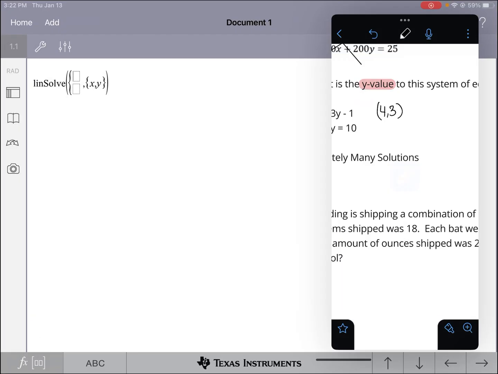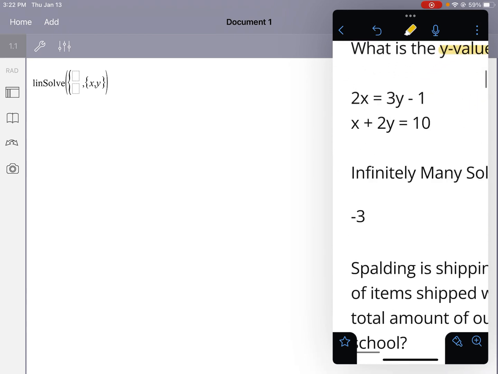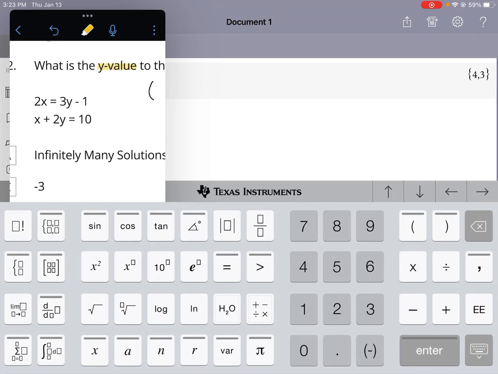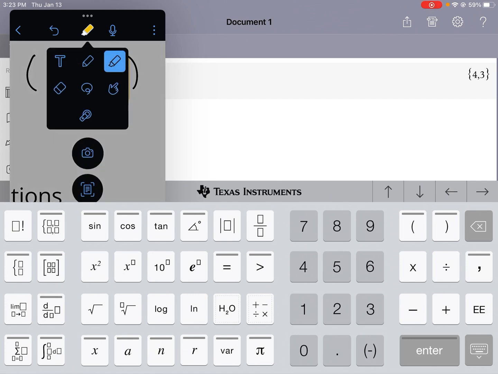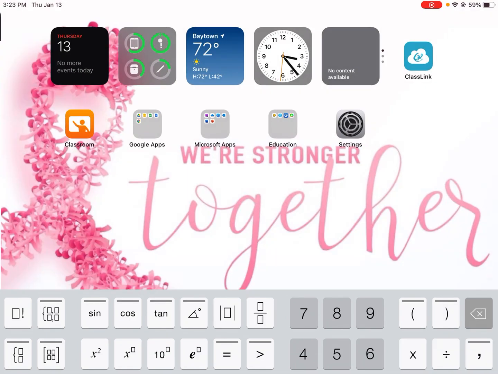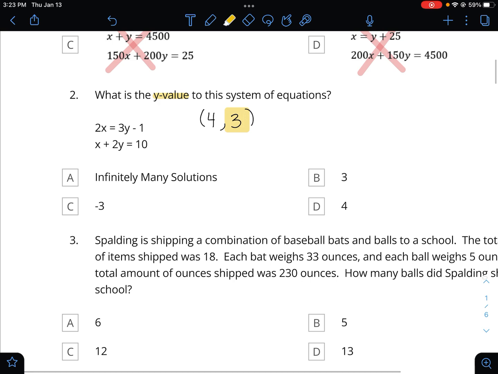I'm going to put my notes on top so I can see what I'm typing in. So on top I am typing in 2x equals, I type it in exactly as it looks, 3y minus 1. The bottom one I have x plus 2y equals 10. So again, I have it identical to what it looks like. I press enter. When I do that, it tells me my solution is 4, 3. Okay, I go back to my document. So we're just looking for the Y value, which would be answer choice B.